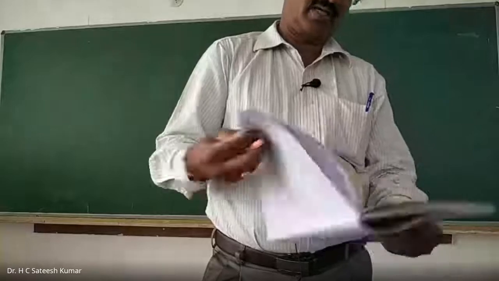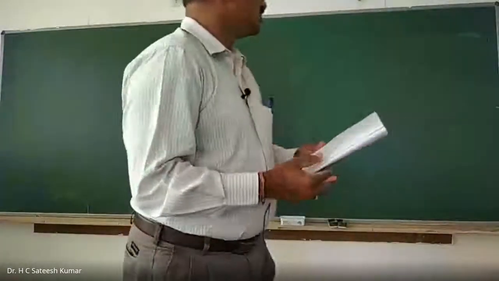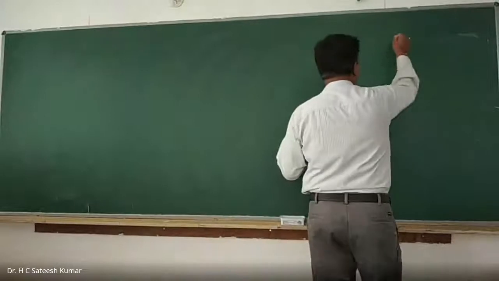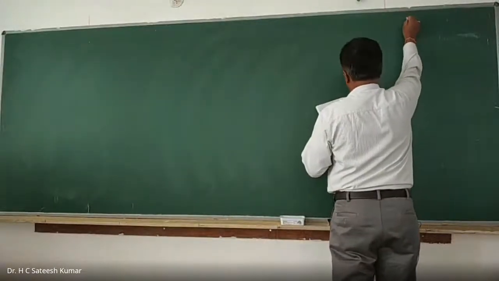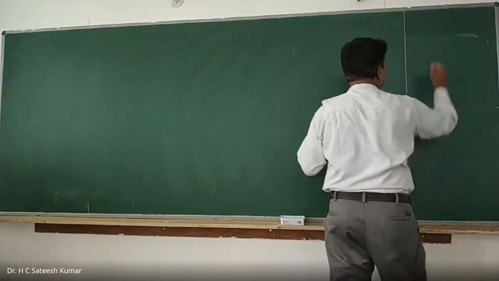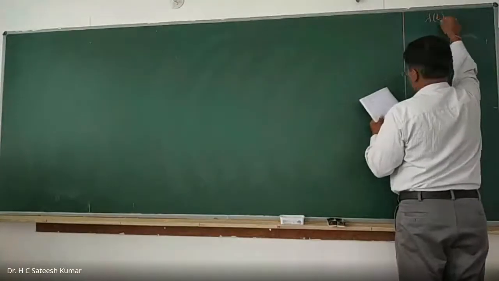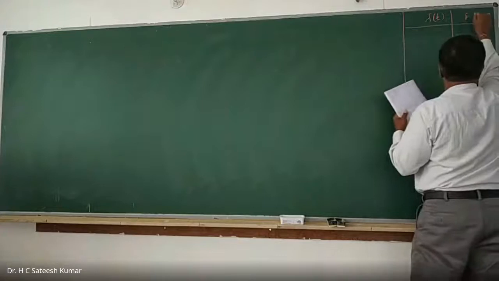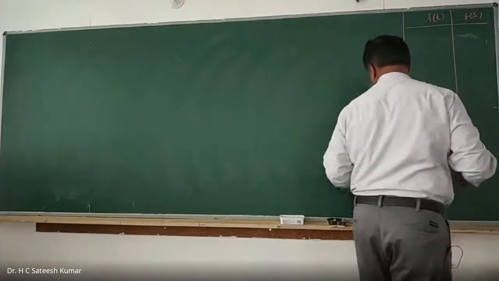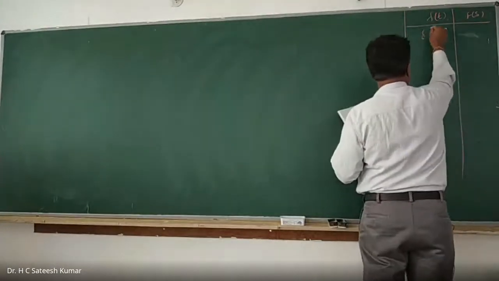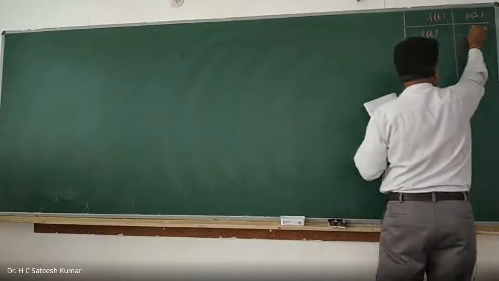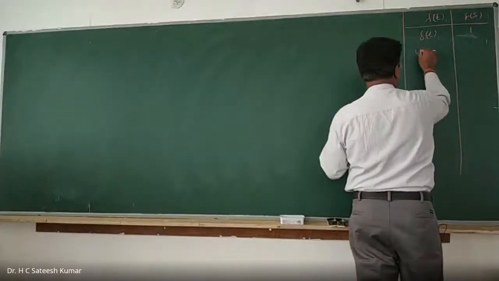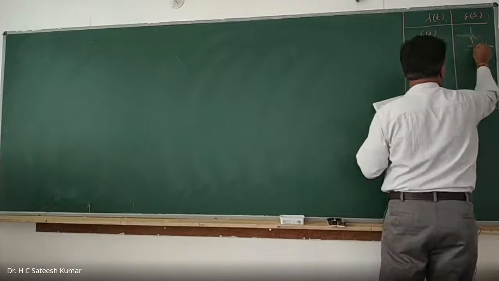This one you can write in the last page of your notebook so that we can easily recall. So we have f of t and f of s. The Laplace transformation, you know that Laplace transformation of delta of t is 1. And Laplace transformation of u of t, as I said, is 1 by s.